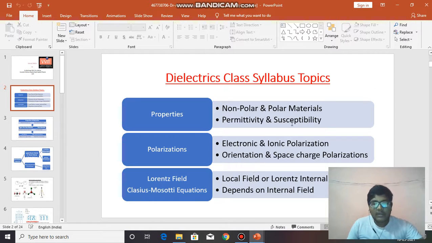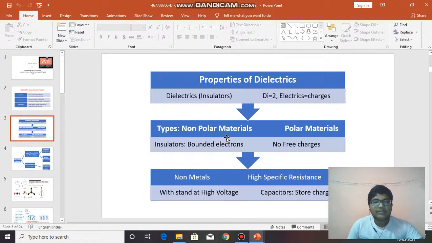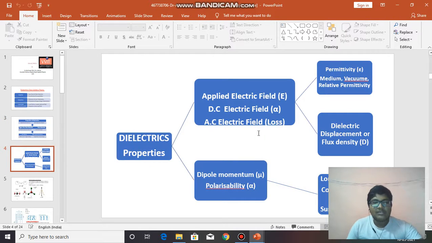Now I'm going to discuss the topic of dielectrics: their properties and polarizations. What are the properties of dielectrics? Dielectrics act as an insulator, but it's not an insulator. It has the capacitance to store electricity. It has the properties of insulators. Here di means two and electrics means charges. And how do dielectric materials behave when non-polar and polar materials are initialized, and non-metals or high specific resistance materials are initialized to the dielectric materials.